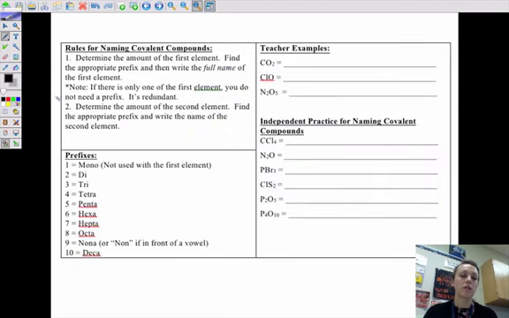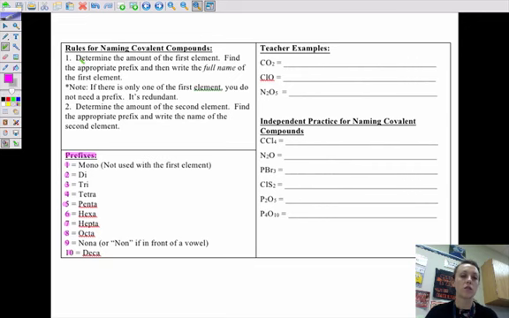Naming covalent compounds is a little more complex than naming ionic compounds. So this is where prefixes come into play. And we have 10 prefixes: 1 mono, 2 di, 3 tri, 4 tetra, 5 penta, 6 hexa, 7 hepta, 8 octa, 9 nona, and 10 deca.